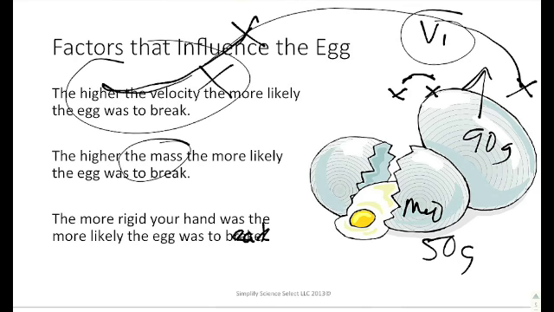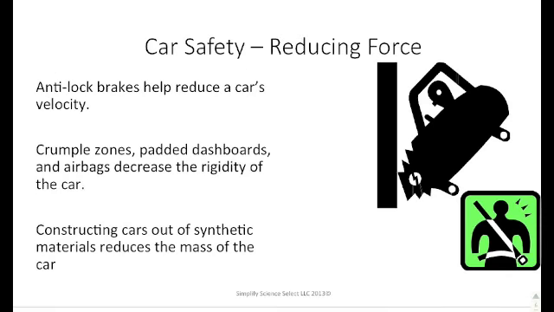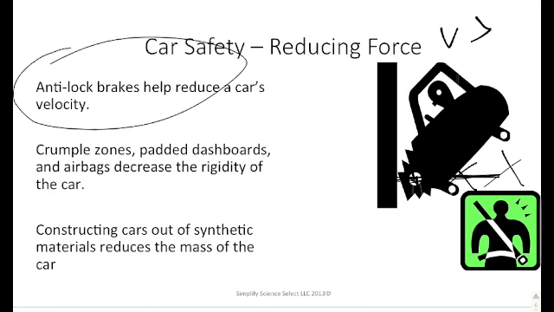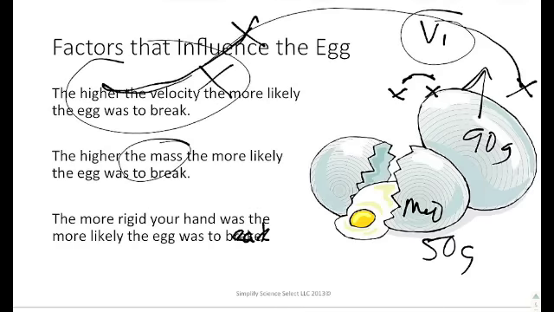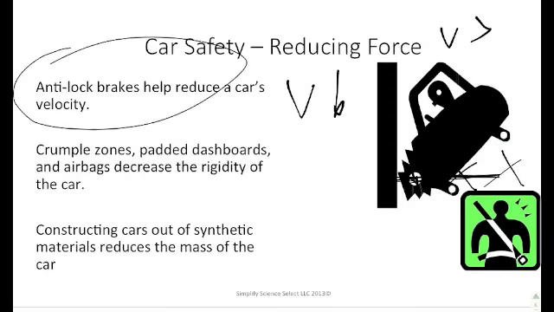Well, this is very, very similar to what we talk about in terms of car safety. In terms of car safety, the anti-lock brakes help you reduce the car's velocity. It used to be that if you slammed on the brakes, they would lock up and they just wouldn't work anymore. Because of that, they wouldn't work effectively and your car speed would be much greater. Well, by putting in anti-lock brakes, it allows you to keep braking, and so you can reduce the impact time. Just like we said, we're trying to reduce the velocity of the egg, we're trying to reduce the velocity of the car before some sort of impact.